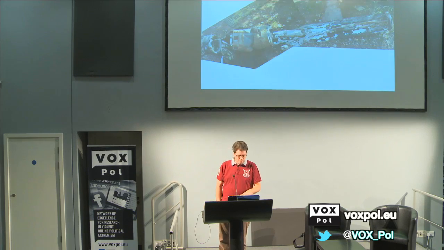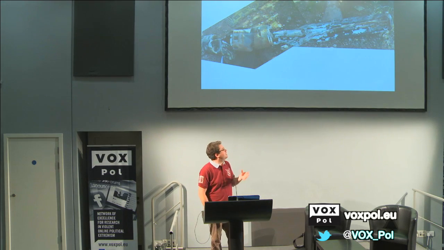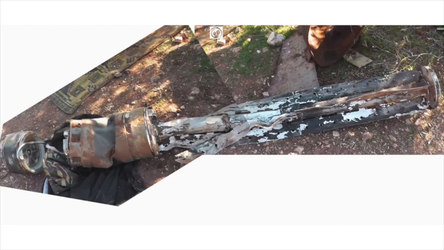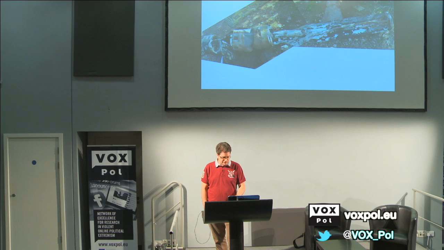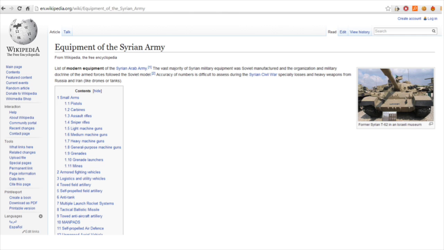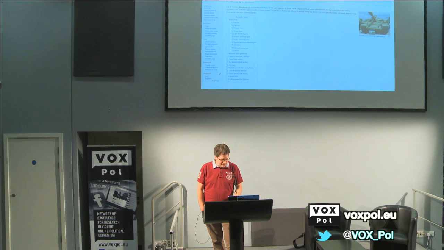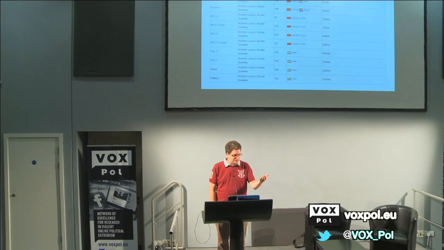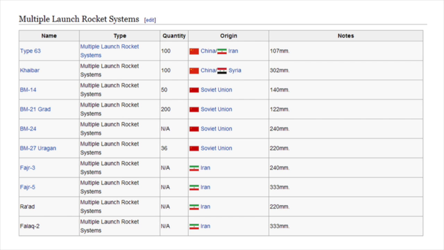So the first thing I did is put together this composite image of the remains of the rocket, just so I could get an idea of what I was looking at, just so I could use it for my own reference. And then what I did was something quite simple. I just went to Wikipedia and looked at the equipment of the Syrian army to start finding what was a likely suspect. It's all listed there. You can just go and have a look. So here we've got an example. They've listed all the multiple rocket launcher systems. It looked like a rocket, so I thought I'd check those out first. And then we've also got a list of all the tactical ballistic missiles.